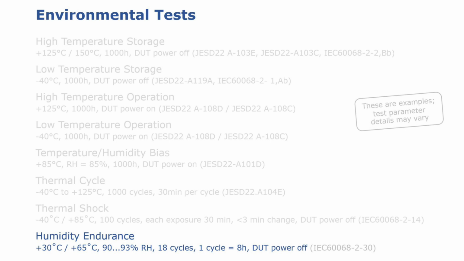In the humidity endurance test, the microphones are exposed to warm temperatures with high humidity. The temperatures are +30 and +65 degrees C, and relative humidity is between 90 and 93%. The test includes 18 cycles, and each cycle is 8 hours, so the total time is 144 hours. One cycle includes 4 hours in +65 degrees C and 1 hour in +30 degrees C, and the change times are 1.5 hours in each direction. The DUT power is off in this test.